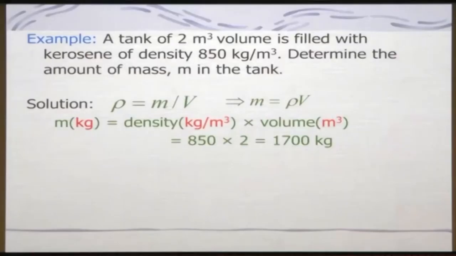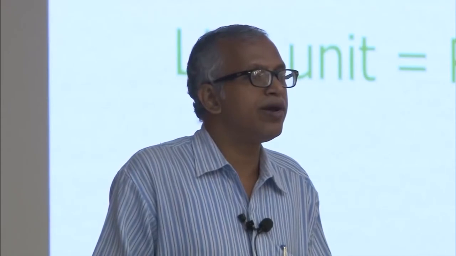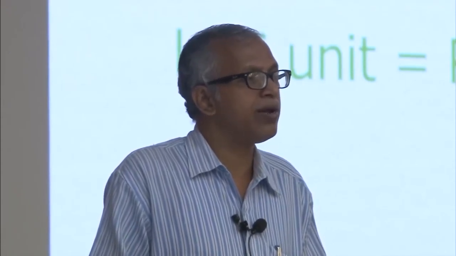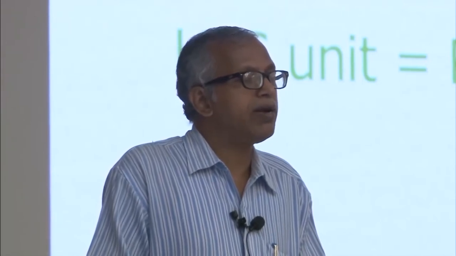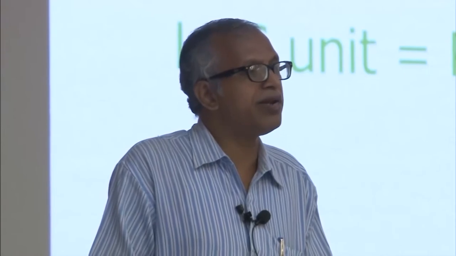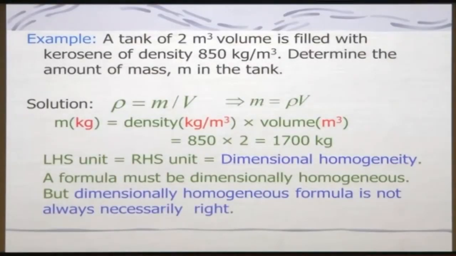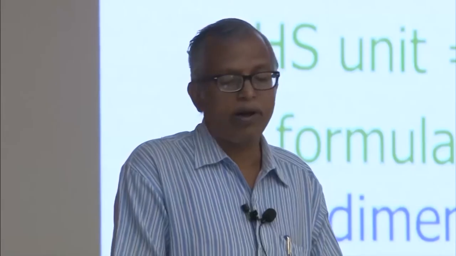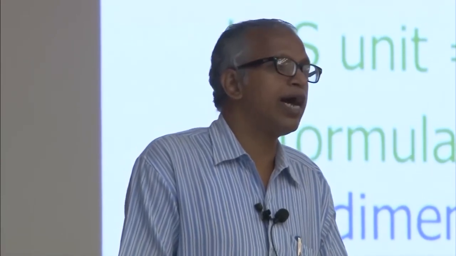It says that the left-hand side unit is the same as the right-hand side unit, what we call dimensional homogeneity. That means a mathematical equation should be dimensionally homogeneous. That is the first thing one has to check, whether it is right or wrong. But if it is dimensionally homogeneous, is it necessarily right? The equation need not be right. But that is the first condition: a mathematical formula must be dimensionally homogeneous. But a dimensionally homogeneous relationship is not necessarily right. It may be right, it may not be right. So one has to be very careful.